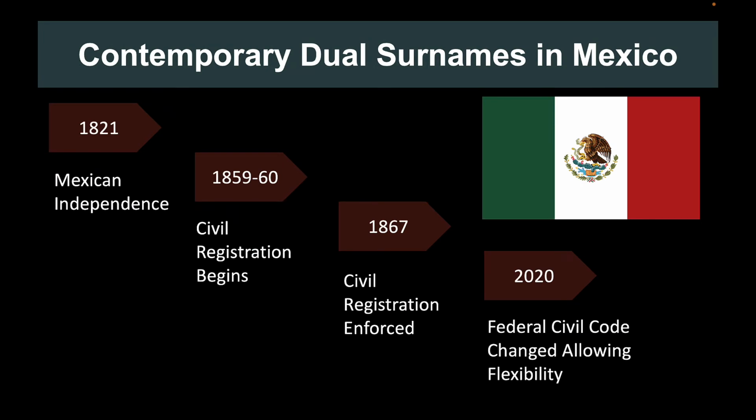Let's elaborate on this dual surname in the context of Mexico, because my family history research and so much of my teaching focuses on Mexico. Mexico obtained independence from Spain in 1821. However, Mexico did not introduce civil registration until almost 40 years after independence. Mexico did not begin strictly enforcing civil registration until 1867.